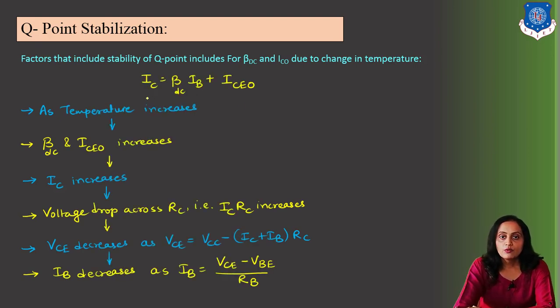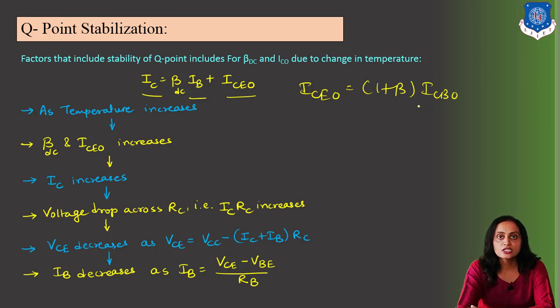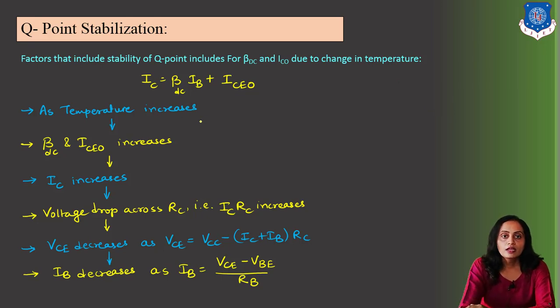Now what happens? We know the equation IC is equal to beta DC IB plus ICEO. This is the reverse saturation current flowing from collector to emitter, and ICEO can be written as (1 plus beta) ICBO. This is the reverse saturation current flowing through the collector to base reverse bias junction. Now, as the temperature increases, beta DC and ICEO, the reverse saturation current, increase, and due to this increase, IC increases. From this equation we can say so.